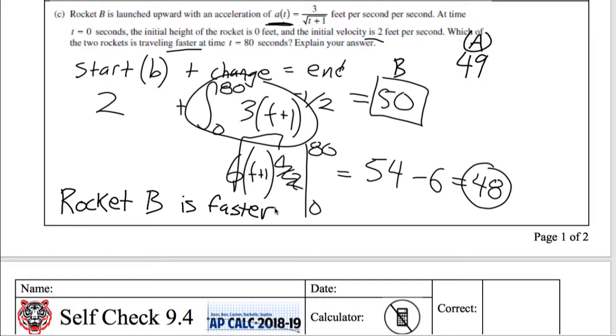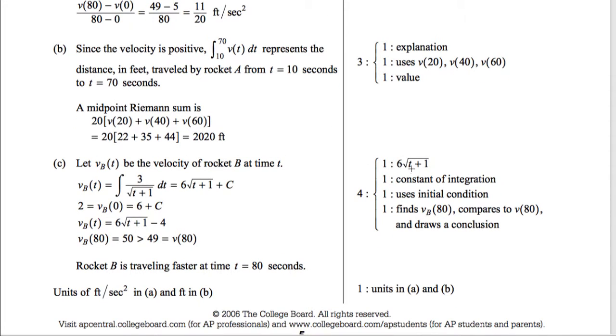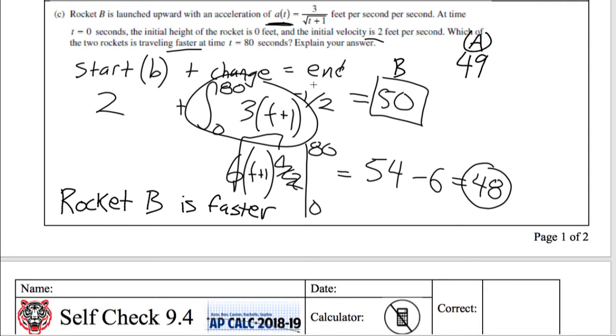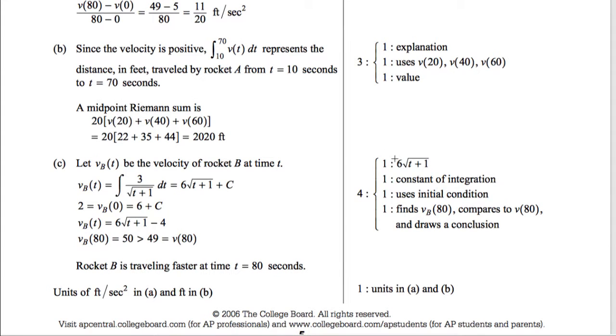All right, how to score yourself. Scoring guide for 9.3, part C. You get 1 point if you got 6 square root of t plus 1. So that came from right here. If you were able to correctly get the antiderivative, 1 point.